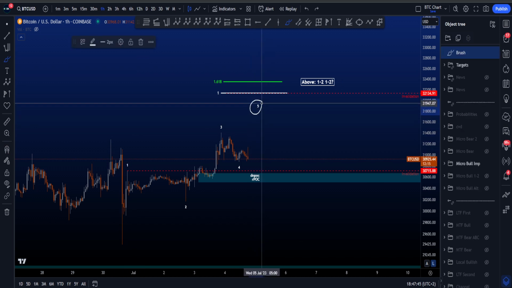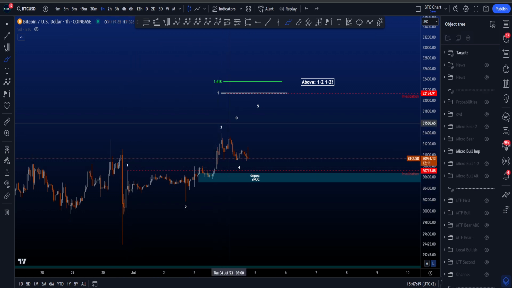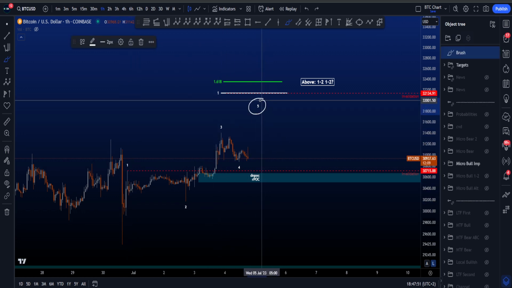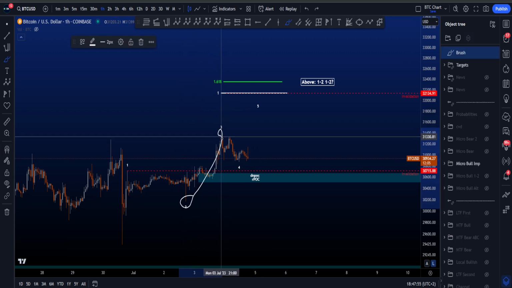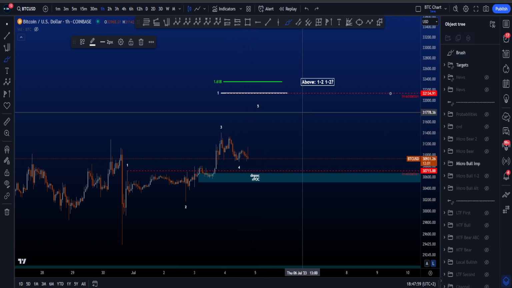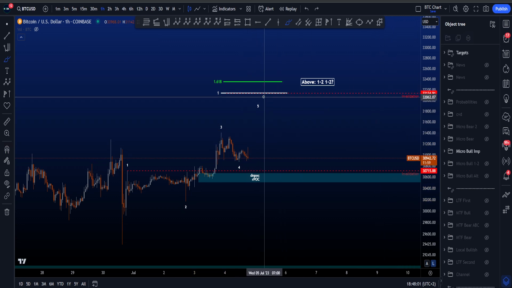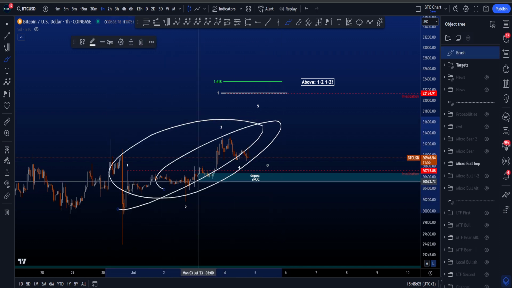This means that this wave 5 has to be shorter than wave 3, because wave 1 is longer than wave 3, meaning that the maximum target for wave 5 is the 1-to-1 over here, which is pulled from the low of 2 to the high of 3 to the current low that we have of potentially this wave 4, sitting at 32.1k. So if price is going to reach this area, then this scenario is also invalidated.